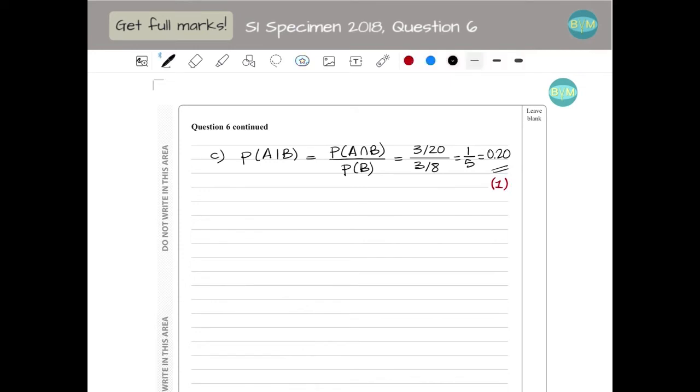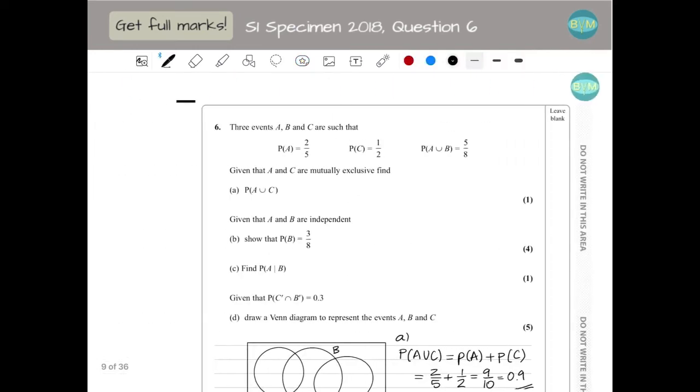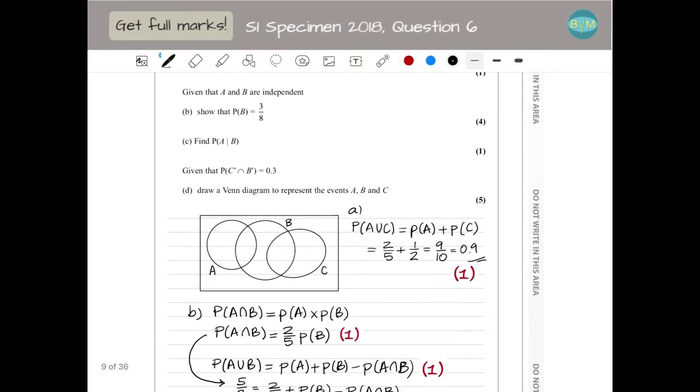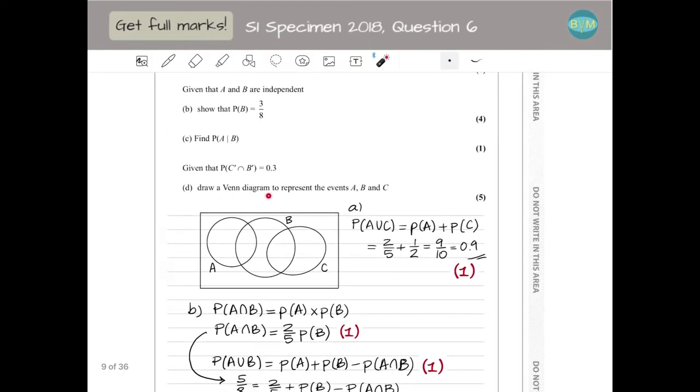Then D, they are asking us to draw a Venn diagram. So draw a Venn diagram to represent all the events. I think I'm going to copy the Venn diagram to the other page so we can complete it.